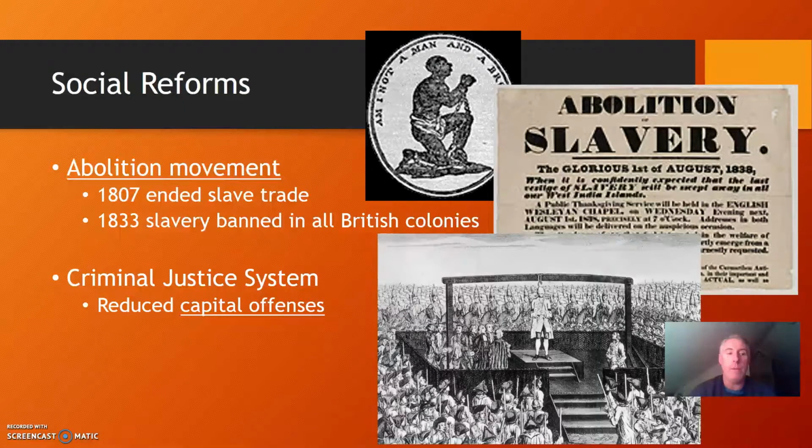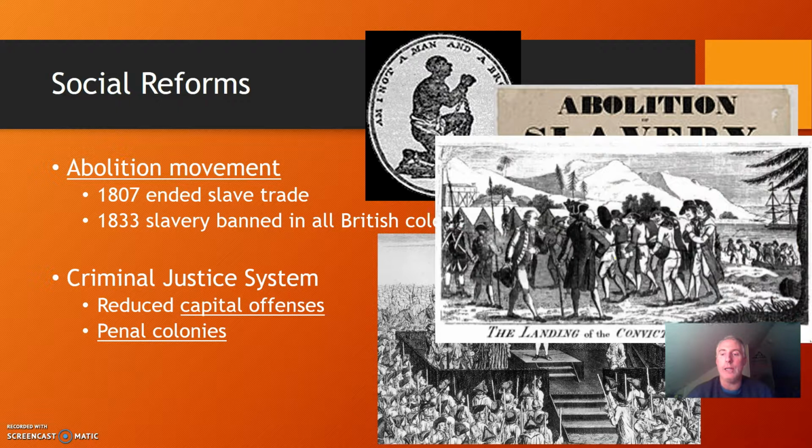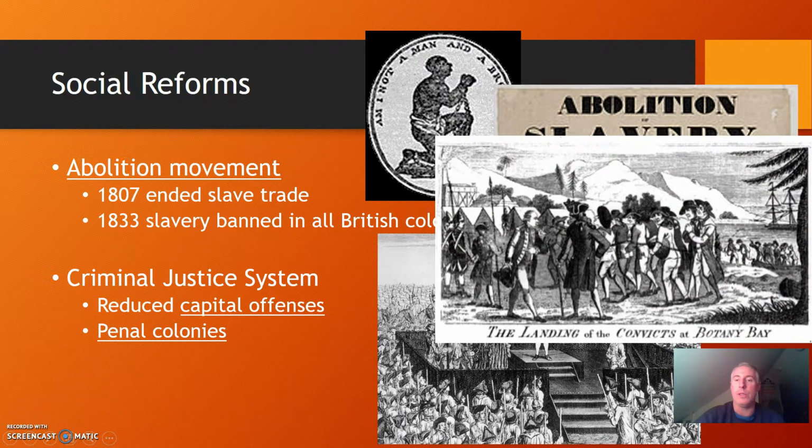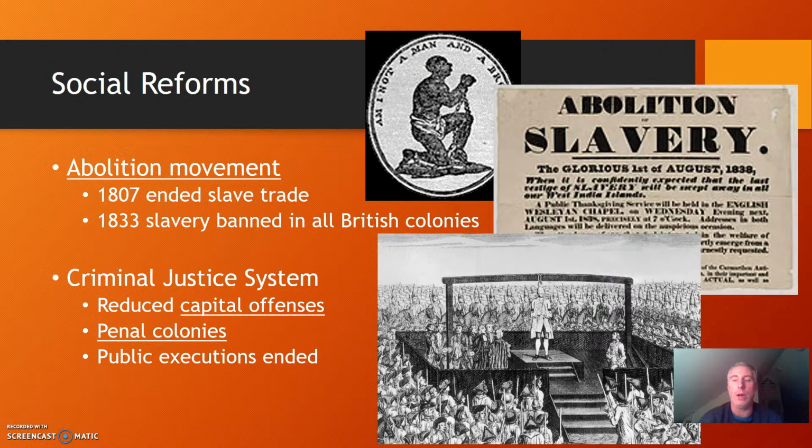Now, instead of executing them, many petty or small criminals were sent to what were called penal colonies or settlements for convicts. And Australia and New Zealand were two main spots for these. You see this from the landing of convicts at Botany Bay. Botany Bay is an area in Australia. And then in 1868, Parliament eventually ended public executions. So this, where you'd gather hundreds, if not thousands, of people for really big executions, that ended. I'm sure that ended a lot of people's fun, but still. That was a step in the right direction in terms of humane treatment of criminals.